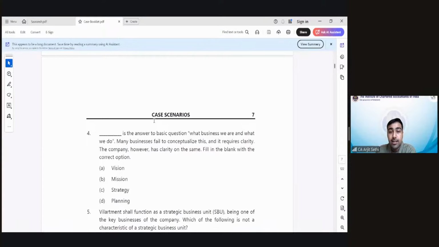Dash is the answer to the basic question, what business we are and what we do. Fill in the right answer. Dash is the answer of what business we are and what we do. Is it vision, mission, strategy, or planning?